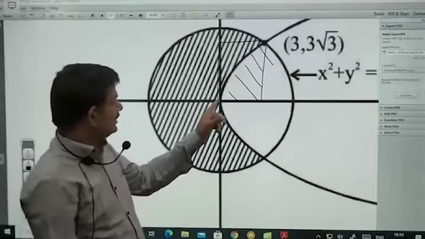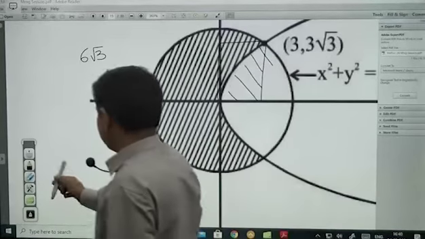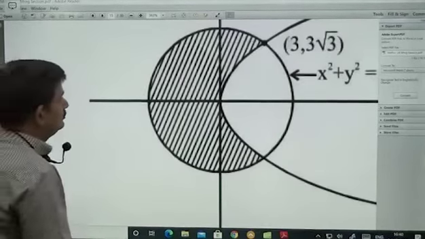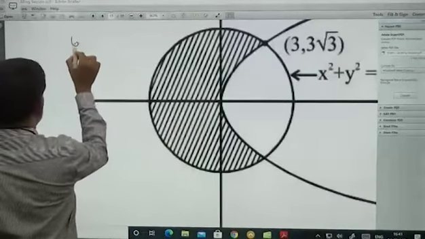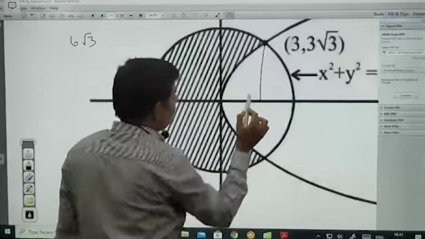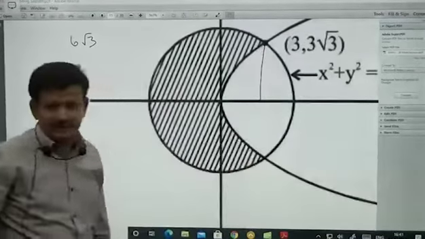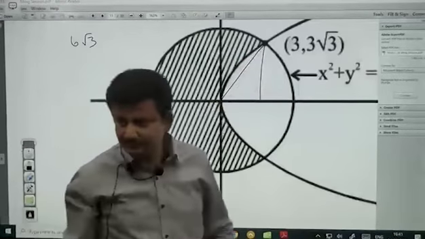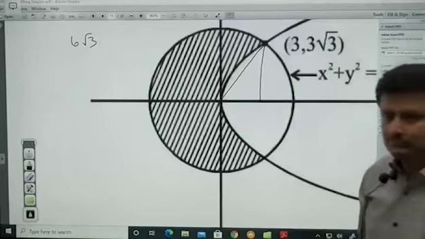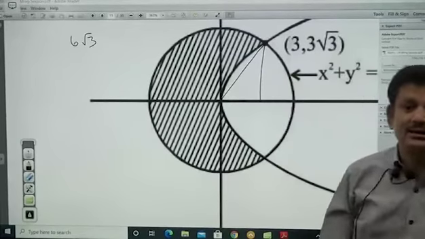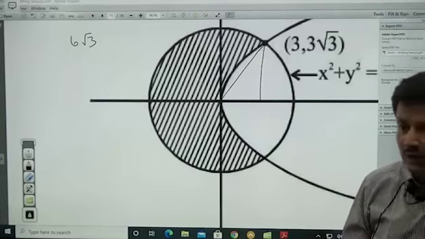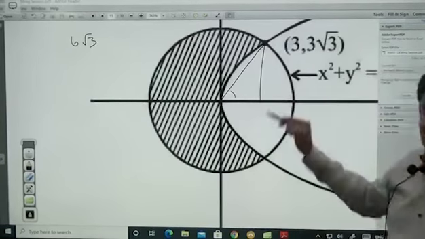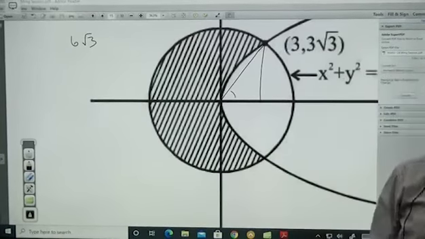Done? Okay. Now what I have to find is this part. This was 6 root 3. This part I have to find. What I can find in circles is sector areas. Yes or no? What I want is that sector minus this triangle. How much is this angle? This is 3 root 3, this is 3. 60 degrees, pi by 3.